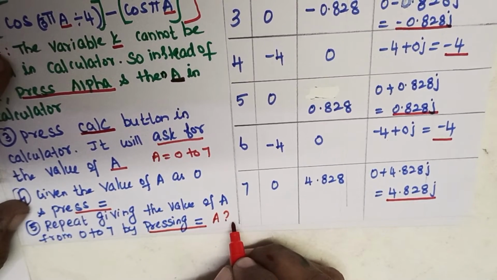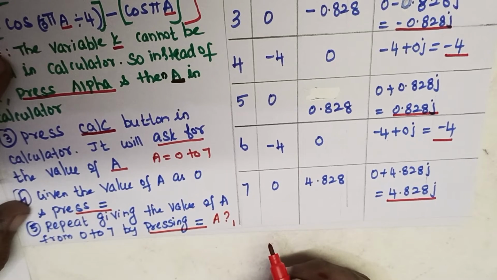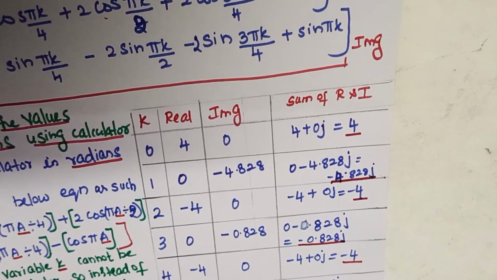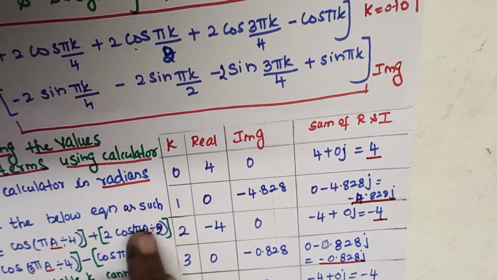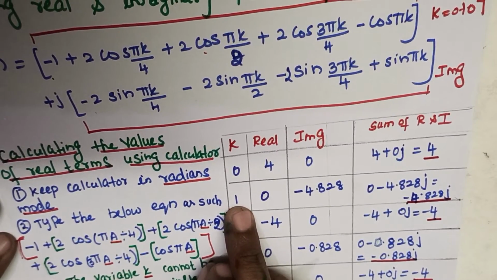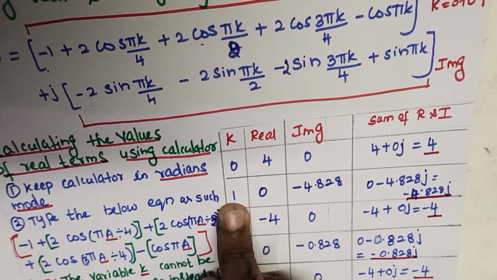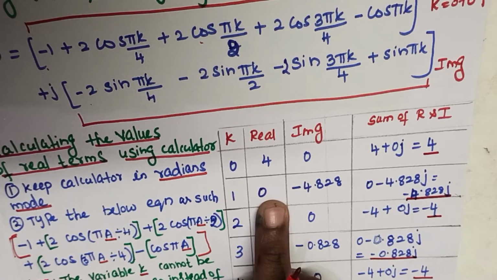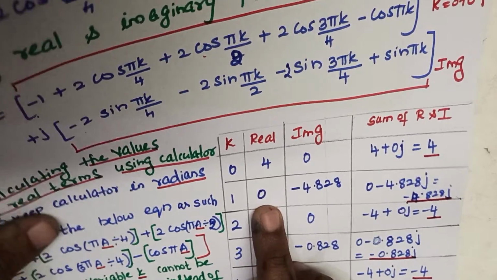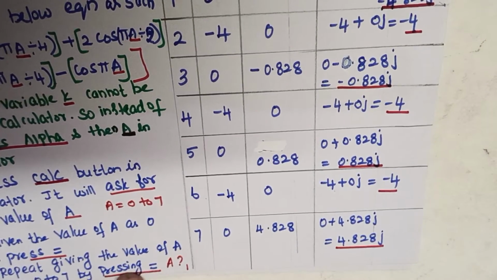I have to give the value of A as 1 and press equal to. Once this is done, the value of this equation for K is equal to 1 will be displayed on the calculator. I have got the value as 0. Next, what are we supposed to do? Again, we have to press equal to.